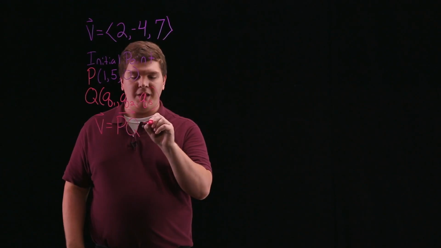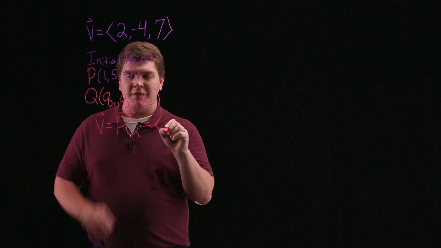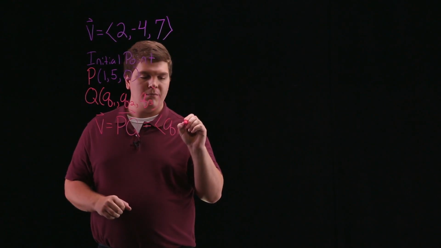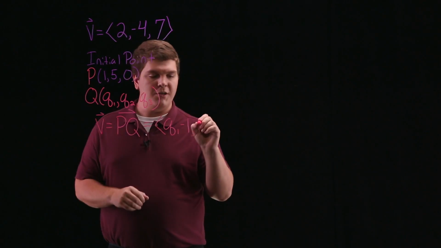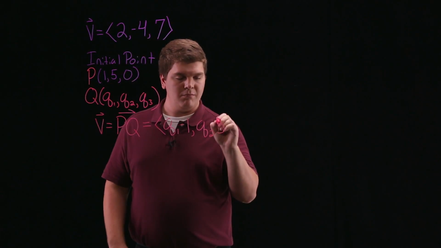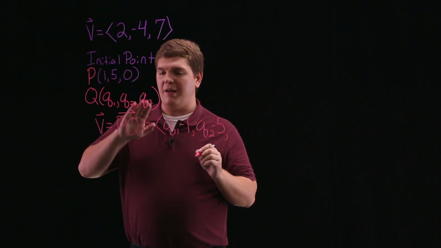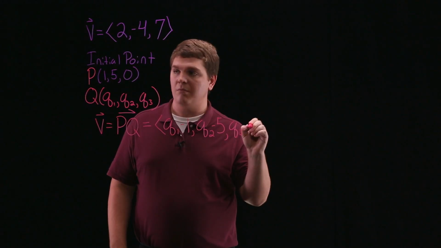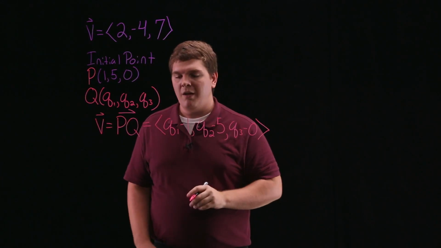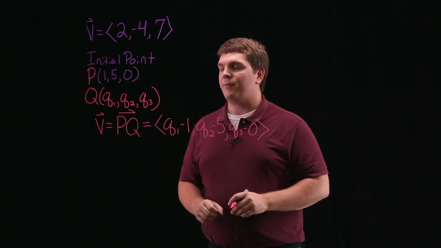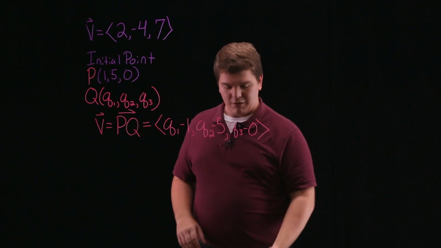So we know that this vector PQ is going to be Q1 minus 1, Q2 minus 5, and Q3 minus 0. And we want this right here to be equal to our vector v. So let's go ahead and substitute all of this in.